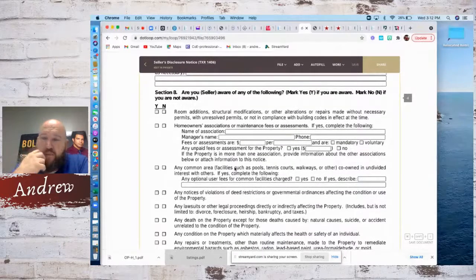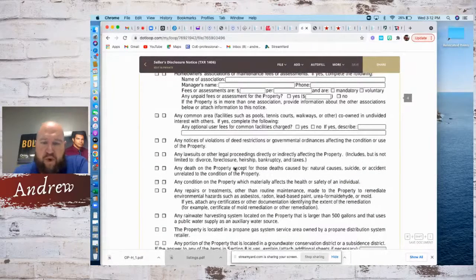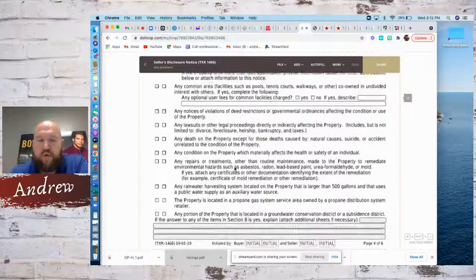It has much more information, more robust about homeowner association, fees, name of the association. Is it a monthly fee? Is it mandatory? Is it voluntary? Are there any unpaid fees or assessments on the property? So a lot of this information is just going to give a lot more breakdown as far as courts.